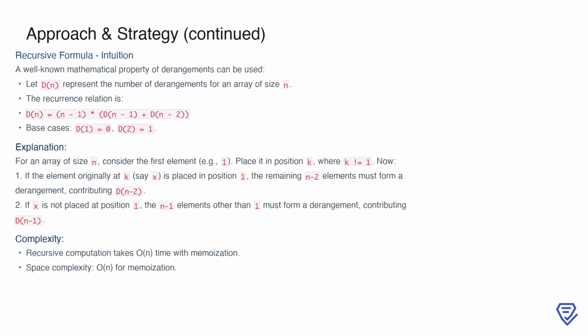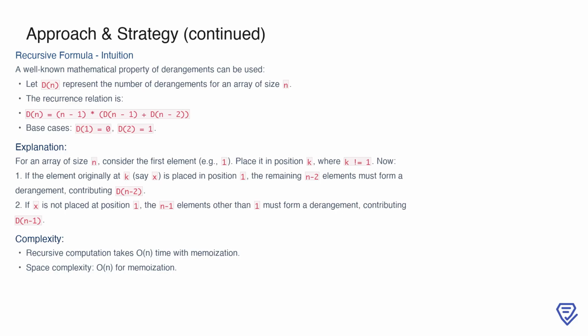Now, let's explore a more efficient strategy using a recursive formula based on a well-known mathematical property of derangements. We denote d(n) as the number of derangements for an array of size n. The recurrence relation for d(n) is given by d(n) equals (n-1) * (d(n-1) + d(n-2)), with base cases being d(1) equals 0 and d(2) equals 1.